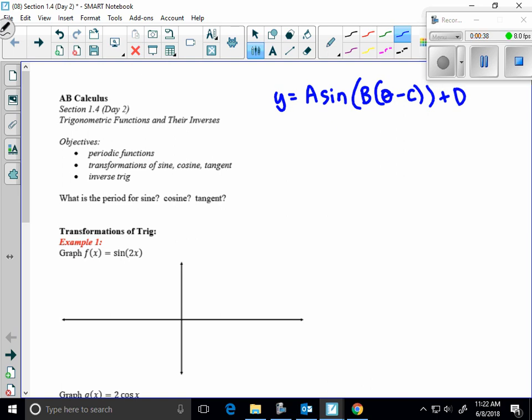Let's identify this. If I take the absolute value of a, I get what's called the amplitude. This should be stuff that's coming back. The absolute value of b is going to be related to the period. So 2 pi, as long as this is sine or cosine here, 2 pi divided by the absolute value of b will give us the period.